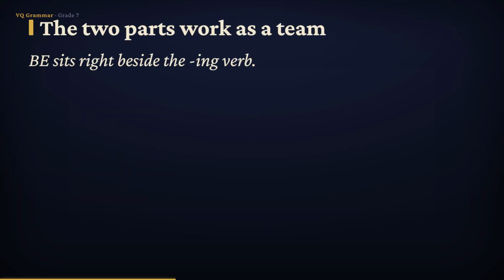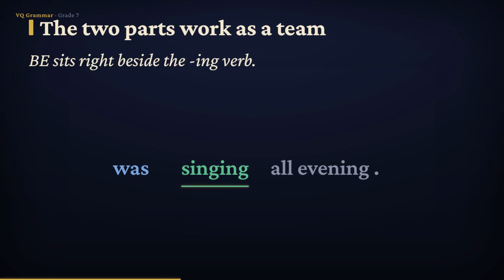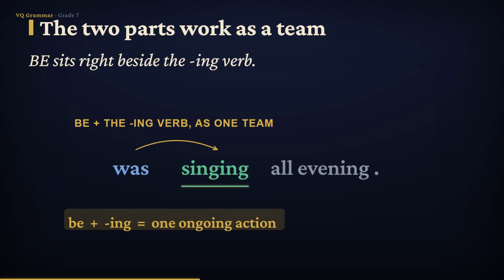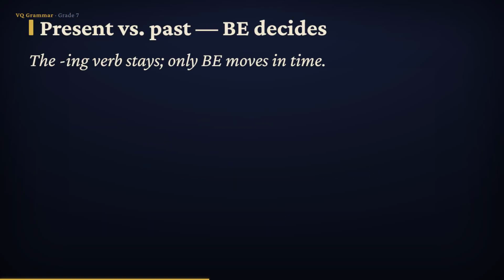Let's look closely at how the two parts hold hands. Take this. The choir was singing all evening. The verb has two pieces. Was is the form of be, and singing is the ing verb, the present participle. Neither piece works alone here. Was singing is a single team that names one ongoing action. When you see a form of be sitting right beside an ing verb like this, you're looking at a progressive verb.